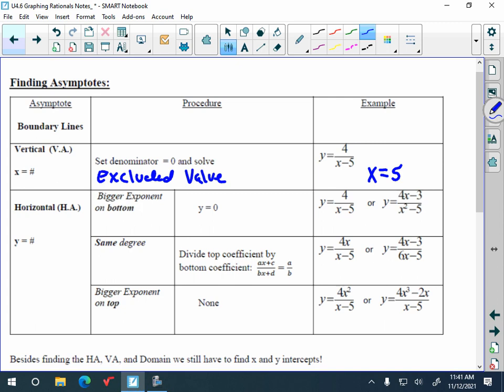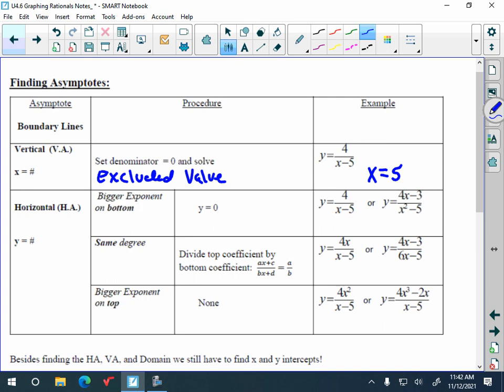All right, so the vertical asymptote is the easy one, because we've been doing excluded values this whole unit, it's 4.1. So it should be pretty easy to get the vertical. The horizontal ones are a little harder because there's a couple different cases, and how the equation is given to you will change how to get it.